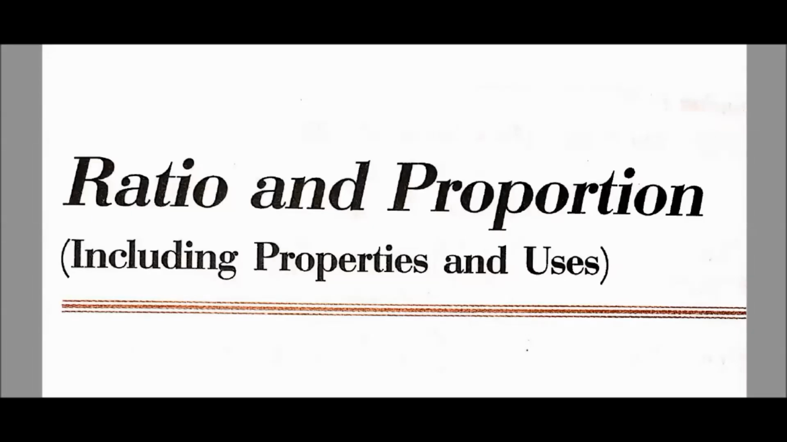So students, now the next topic is ratio and proportion, including properties and uses. As far as the ICSE circular is concerned, we have only the proportion part in our syllabus. Once again, I will say, students, a very important topic. Minimum, it's asked for 6 marks. Normally it goes for 7 marks, or it can also be asked for 8 marks.